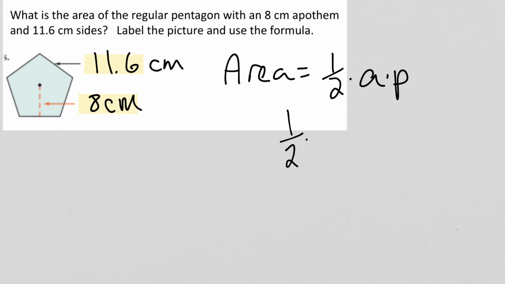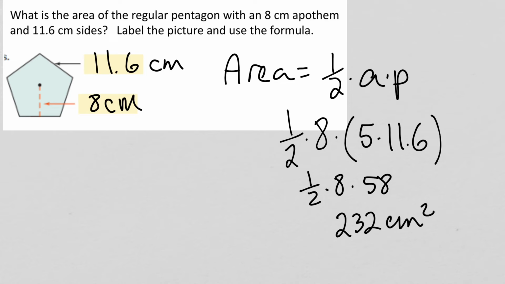So the apothem is 8. What will be the perimeter here? Well, perimeter is multiplying the amount of sides times every side. So we have 5 sides and they're each 11.6. Okay, and we do our math. We get 232 centimeters squared for the area.